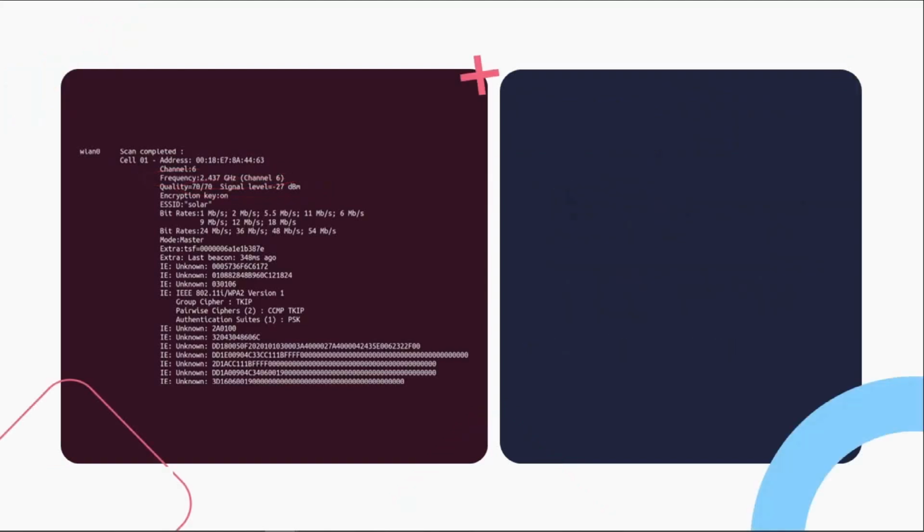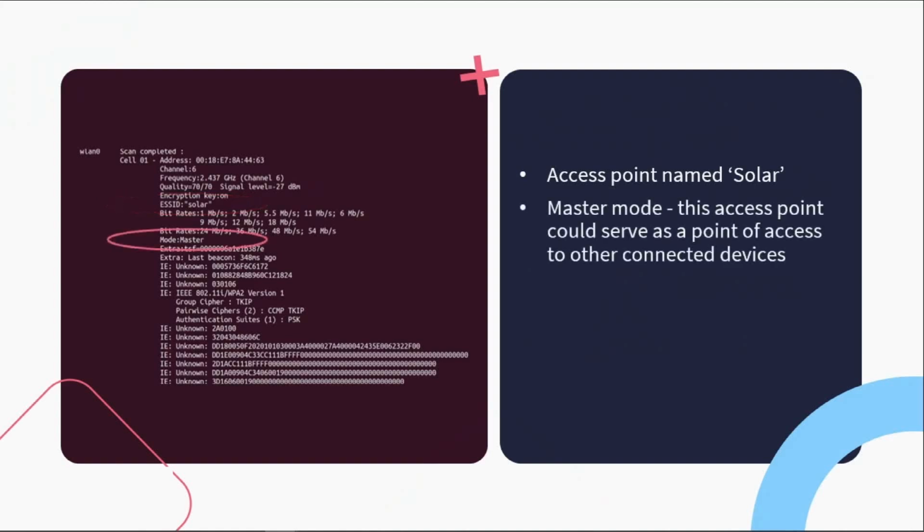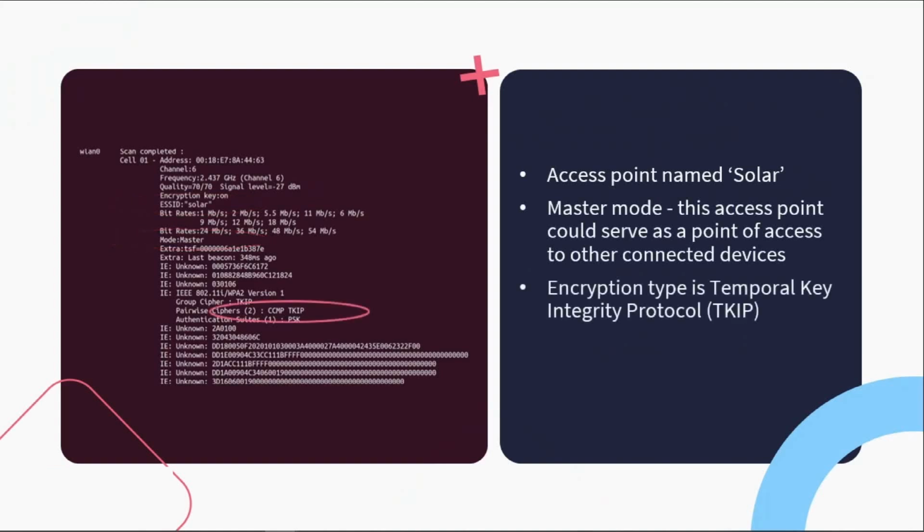We can also see that the access point does have some form of encryption, and the access point is named Solar. The access point is in the master mode, which means this access point could serve as a point of access to other connected devices. We can also see the encryption type and what standard the wireless access point supports. There is obviously lots more info than that, but that's a pretty good start, don't you think?